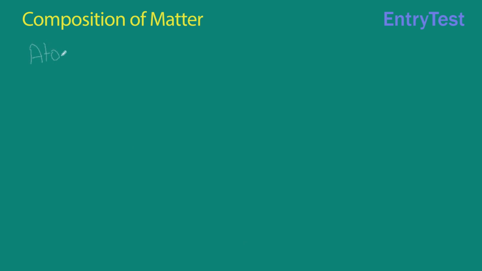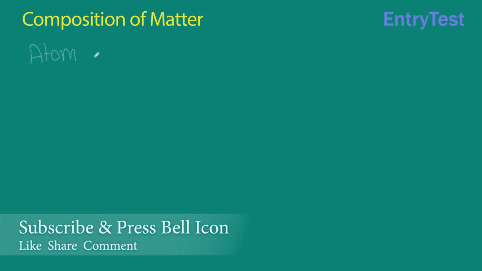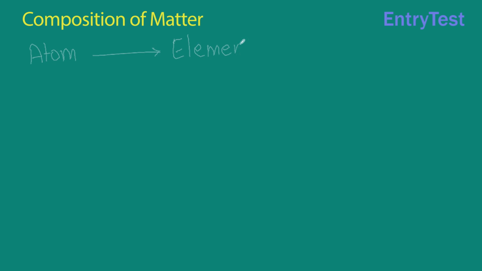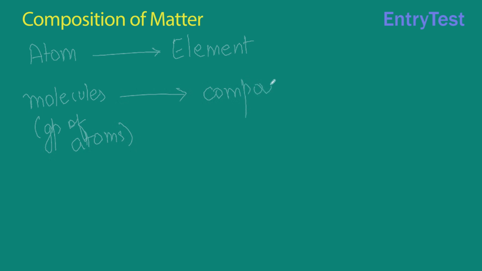If the component is an atom, one kind of atom, that substance is known as an element. And if there are molecules, which are nothing but groups of atoms, maybe 2 atoms together, or 3 different atoms together, 4 different atoms together, that can give rise to either a compound or a mixture. If you can separate them into the components, it's a mixture. If you cannot separate, and you just get different molecules, it's a compound.